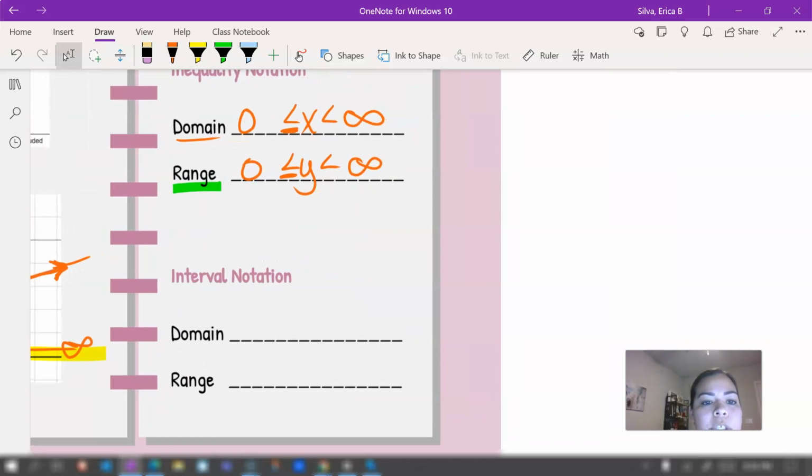So in interval notation, we've got 0 is the lowest, infinity is the highest. We're including the 0, not including infinity. Same thing with the range. 0 is the lowest, infinity is the highest. We don't include infinity, but we do include the 0.